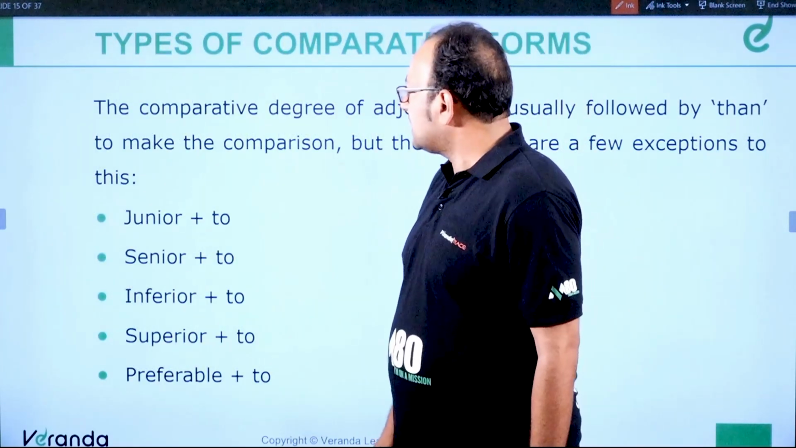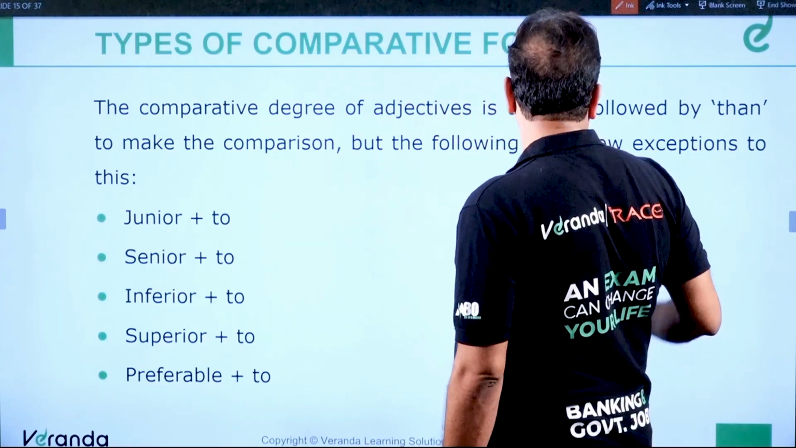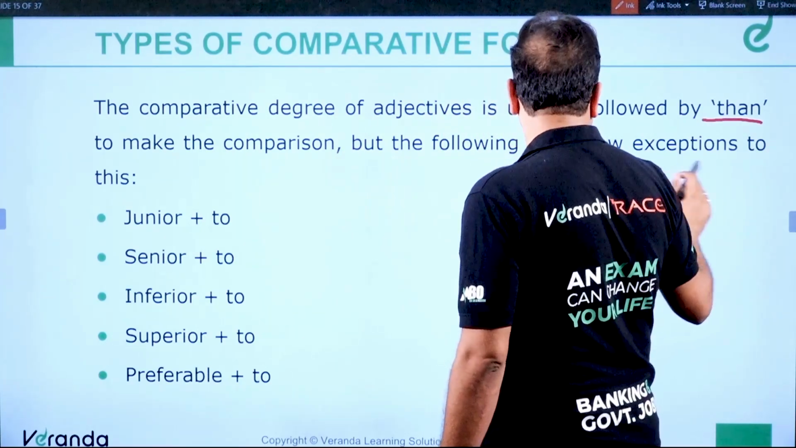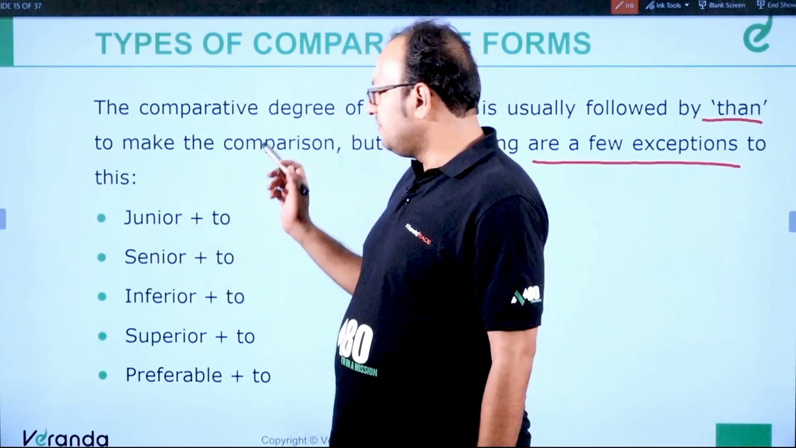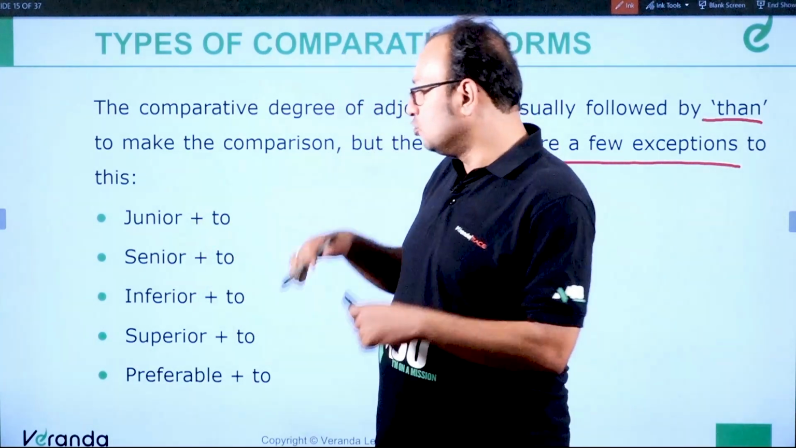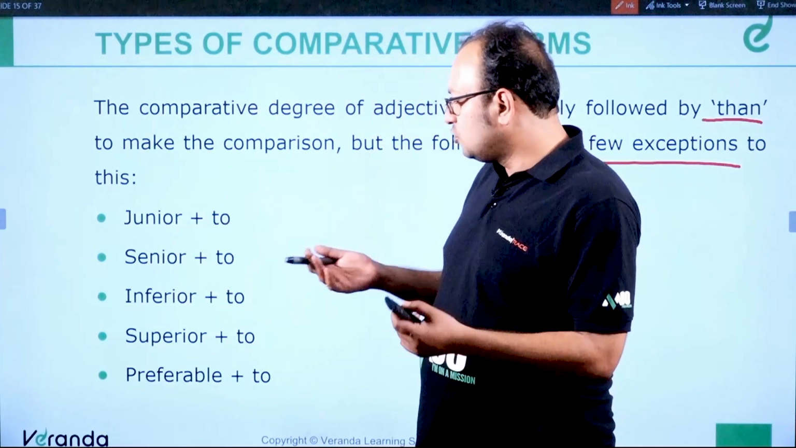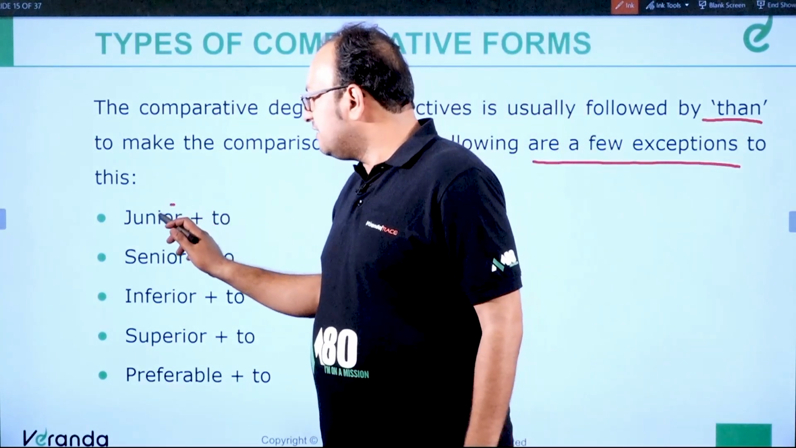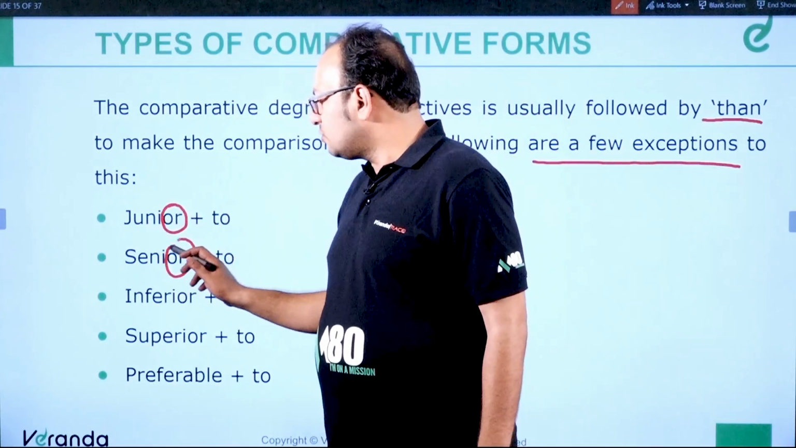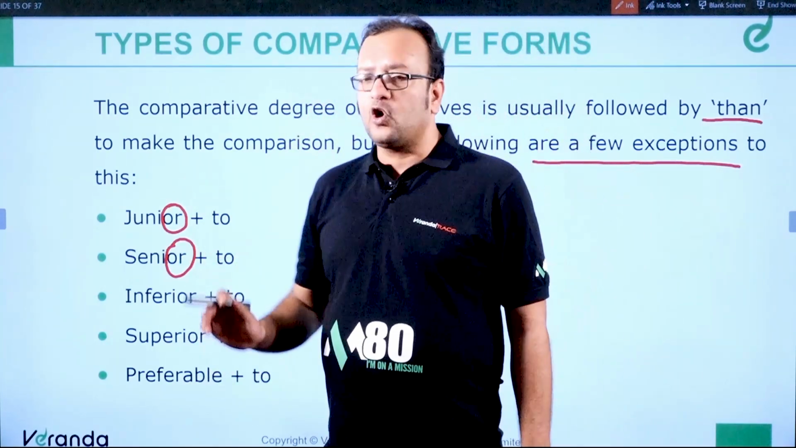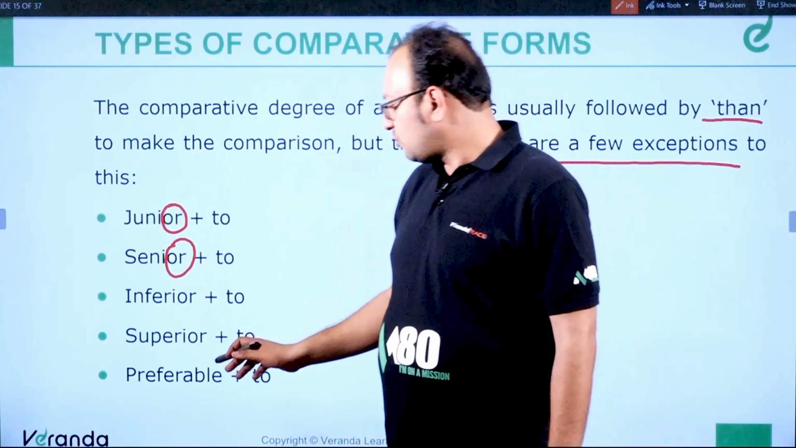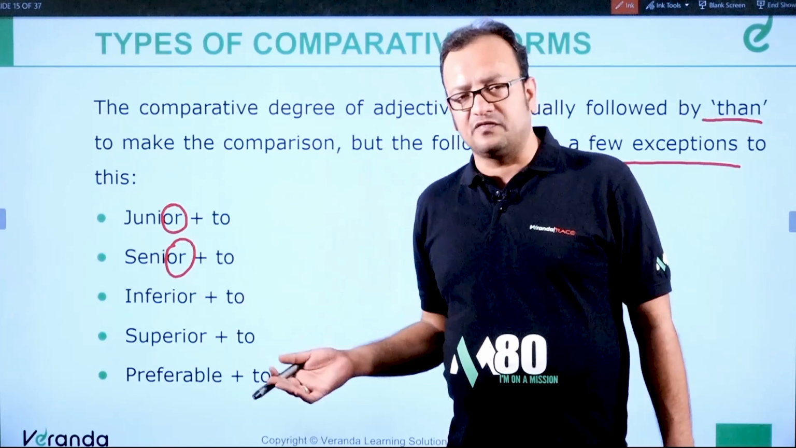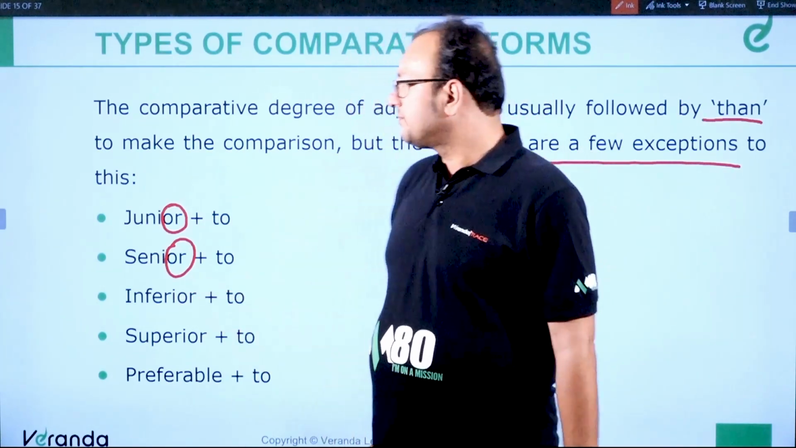Moving ahead. Okay, types of comparative forms. The comparative degree of adjectives is usually followed by than to make the comparison, but the following are a few exceptions. For example, we don't say he is junior than me, he is junior to me, senior to me, inferior to me, superior to me, tea is preferable to coffee. So generally words that end with or are followed by to and not by than. Exception is preferable, or prefer for that matter. So it is followed by to, not by than. I prefer tea to coffee, not prefer tea than coffee or rather than coffee. We don't use like that. Moving ahead.